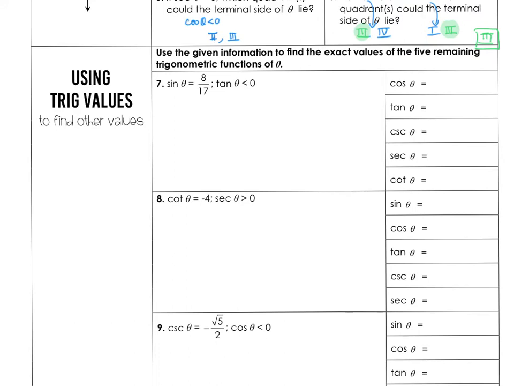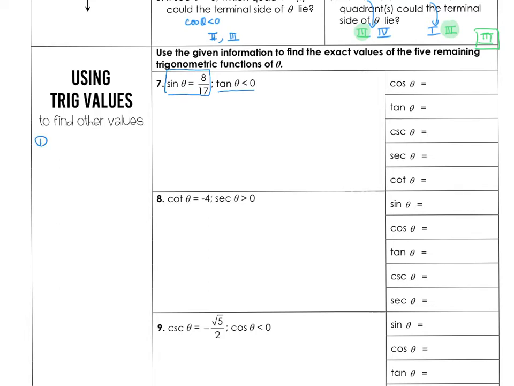Now, using trig values to find other values. This is so easy once you get the hang of it, but at the first look at it, it's a little intimidating because it's slightly abstract. However, I want you to follow these steps, so write it down on the side or in your notebook. For this type of problem, they usually give you one trig function, then give you some other hints about the signs, then ask you to find the other 5.